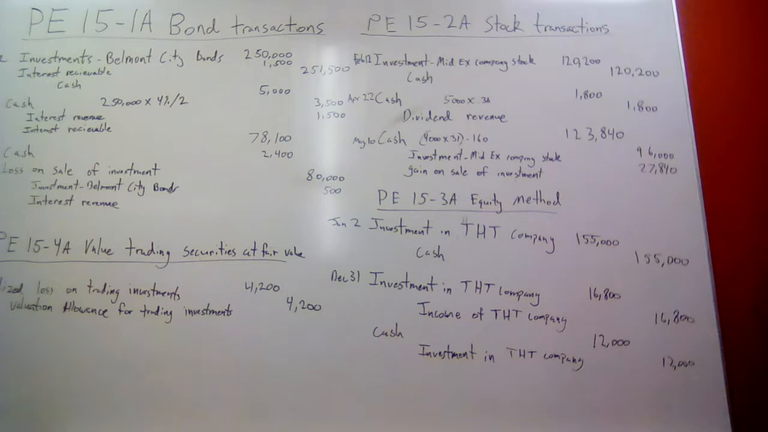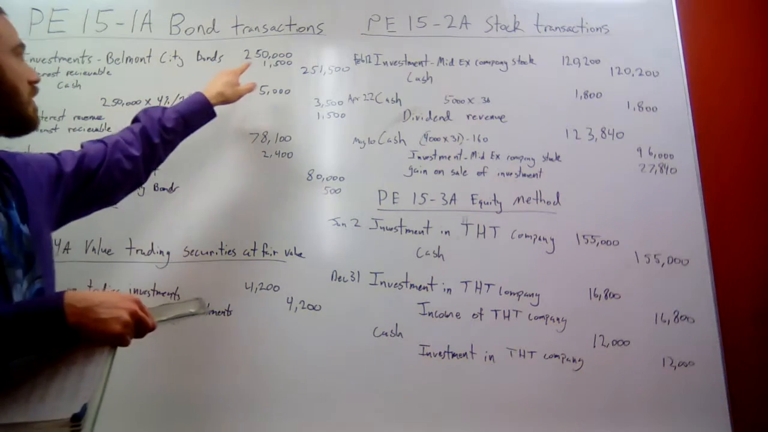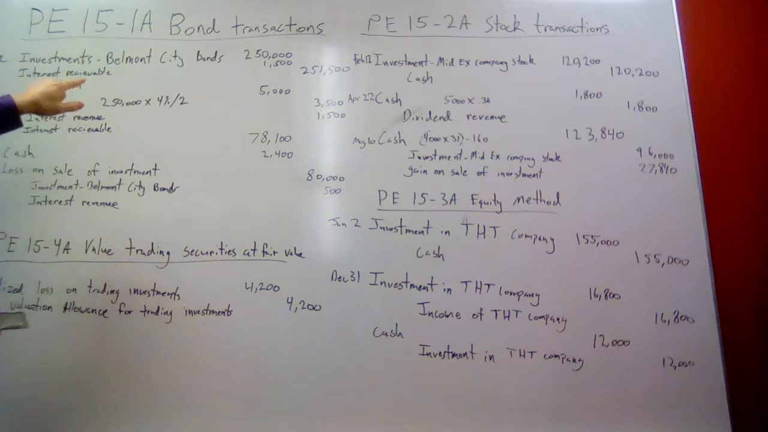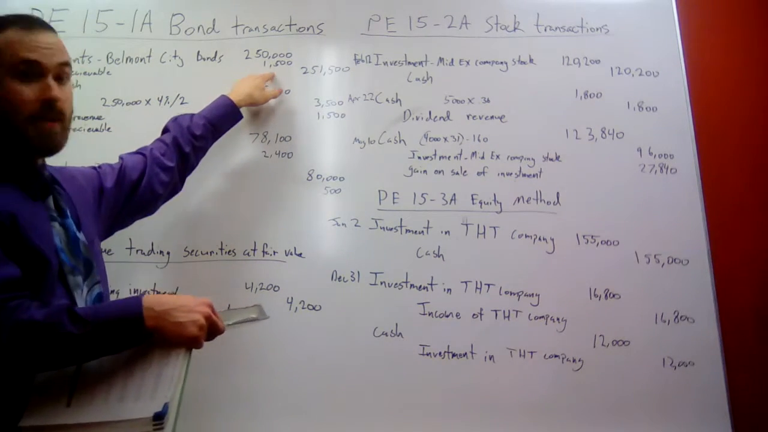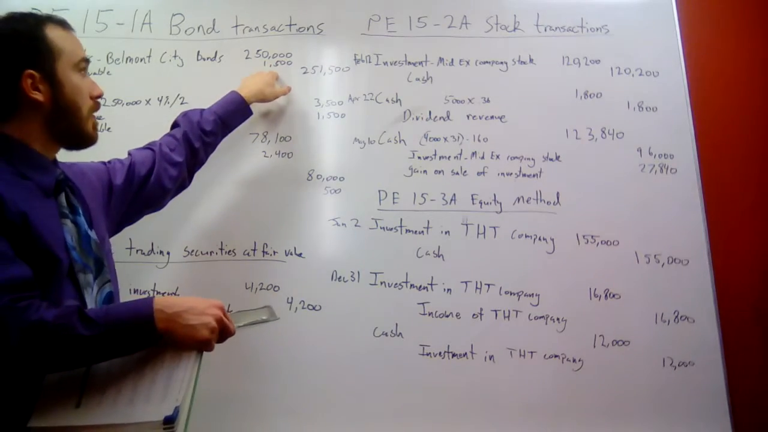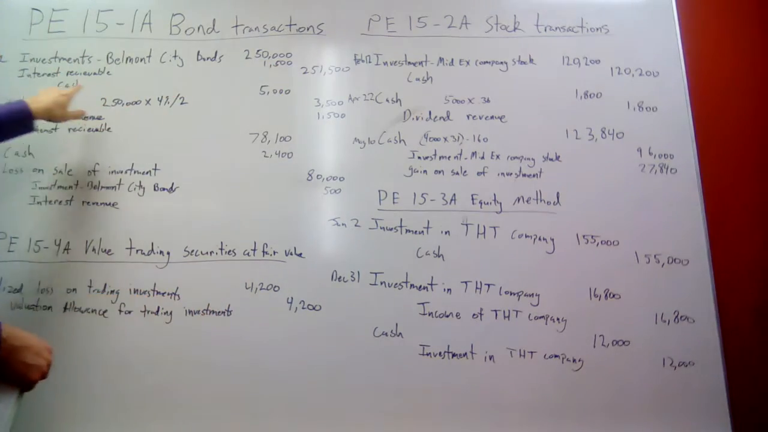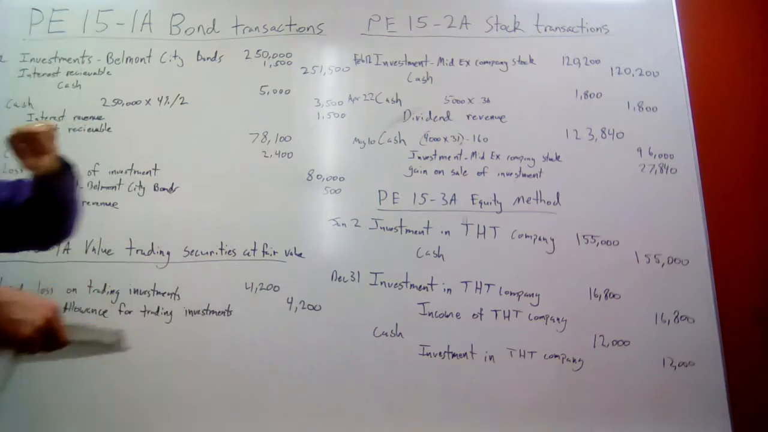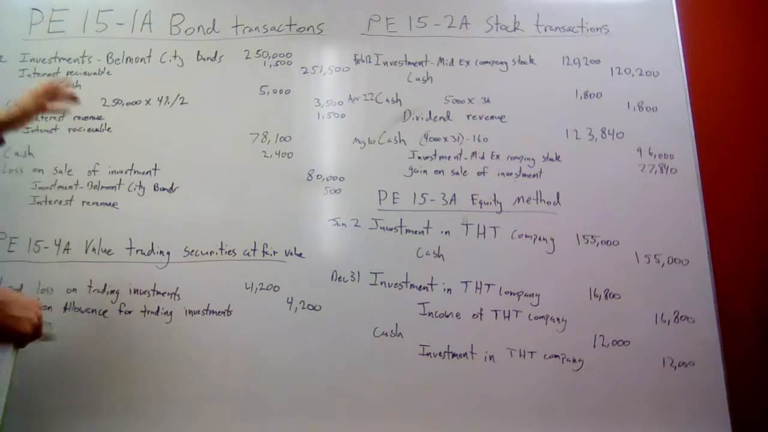So purchased for cash $250,000 bond of Belmont City, 4% interest at 100%, plus accrued interest of $1,500. So we debit investments, Belmont City bonds, for the 250,000, and we debit the interest receivable $1,500 because we're still going to get that. But our cash goes out the door with a credit of the two combined. But we'll get that back on the interest.